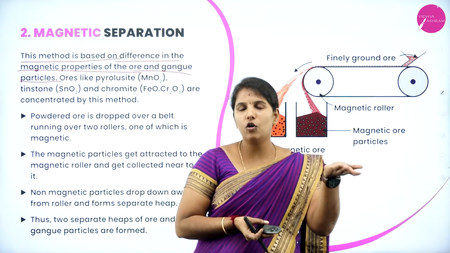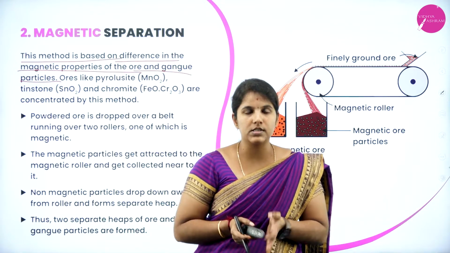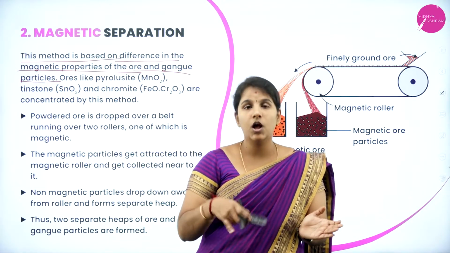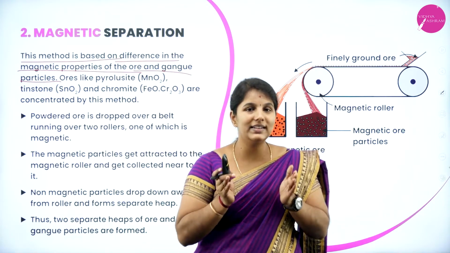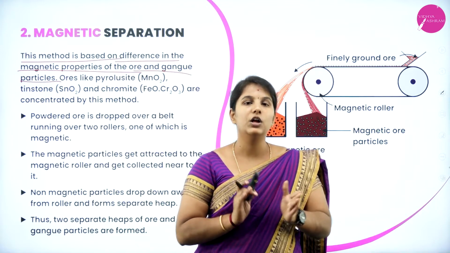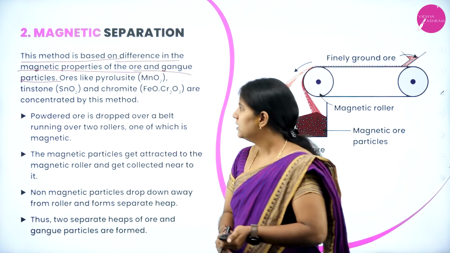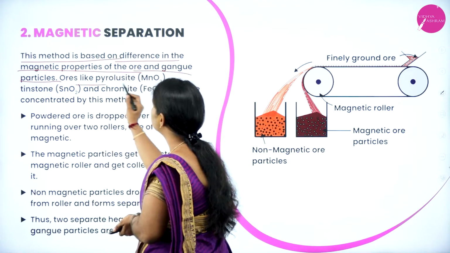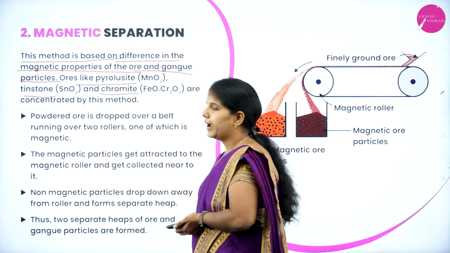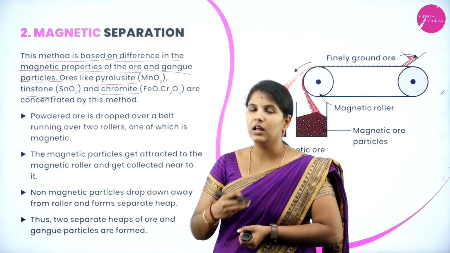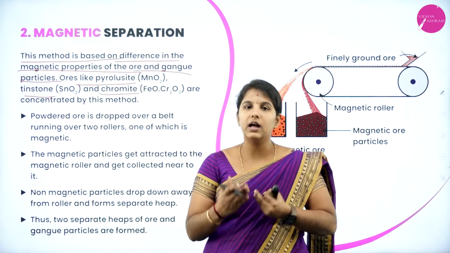We all know that our ore itself consists of metal and is also bound with some impurities. Whether the impurity or the metal is attracted towards a magnet, that difference is used here to separate the gangue from the ore. Here we use ores such as pyrolusite, tinstone and chromite. These are some of the important ores used here to separate the ores from the gangue particles.